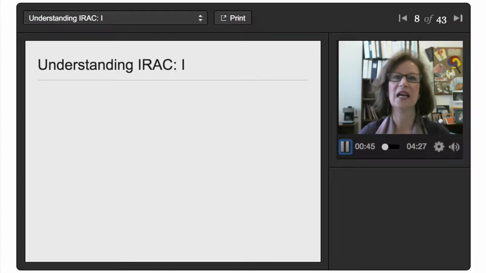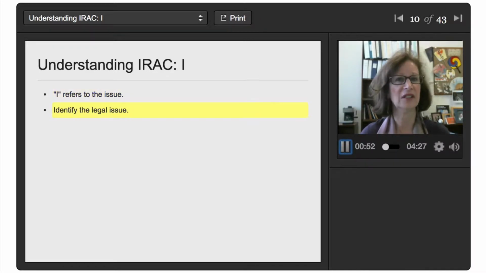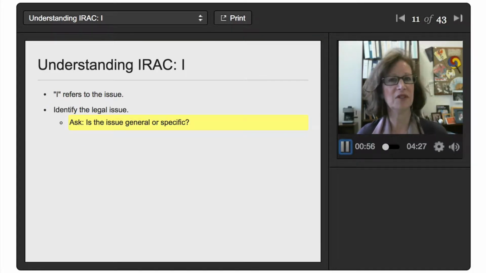So the I in IRAC stands for issue. So the first thing you do when you're conveying your analysis is to identify the legal issue. The issue can be general or it can be specific. So let's take a couple examples.